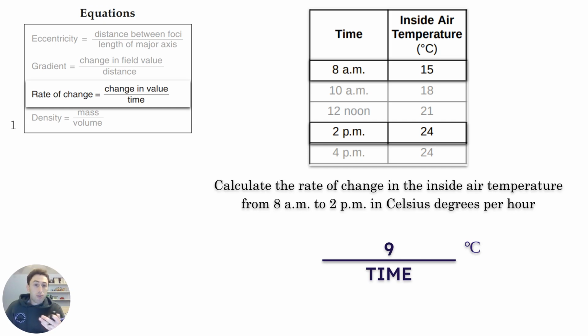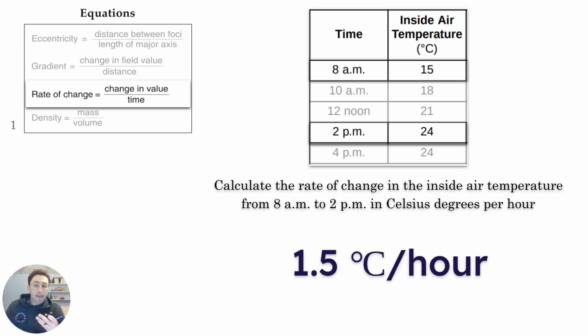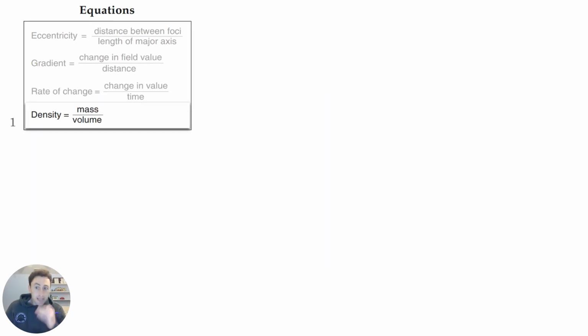Over the time, it's 2 p.m. minus 8 a.m. The number of hours between that is going to be 6 hours. So the rate of change is the change in value over the time, which in this case is 9 degrees Celsius over 6 hours. So therefore, 9 divided by 6 is going to be 1.5. That's a rate of change from those 2 points of 1.5 Celsius per hour. That is the rate of change to know for the Regents.